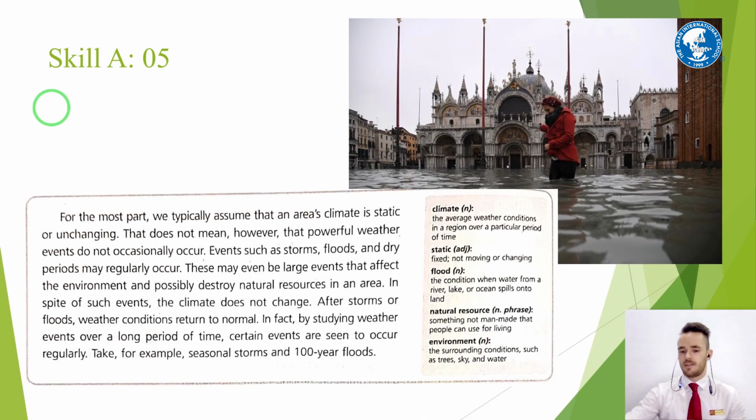Climate. Topic is climate. So, vocabulary. Climate is the average weather conditions in a region over a particular period of time. If we were to use it in a sentence, we could say, for example, Vietnam has a much hotter climate than the UK. That would be a very, very simple use of the word.